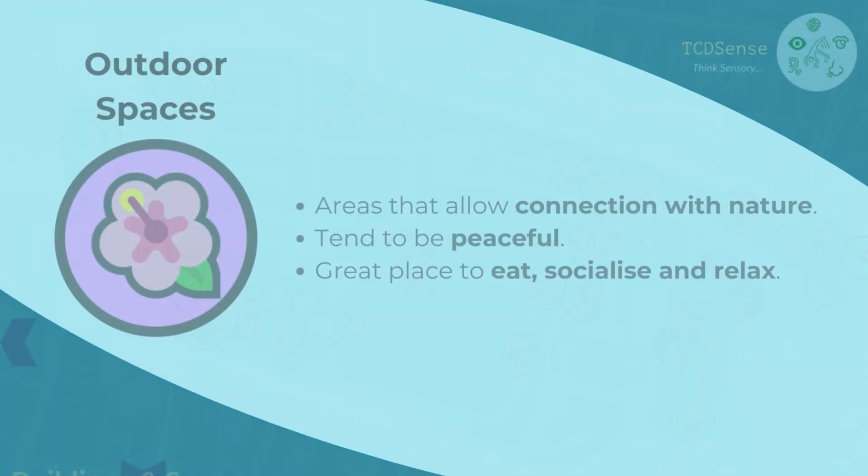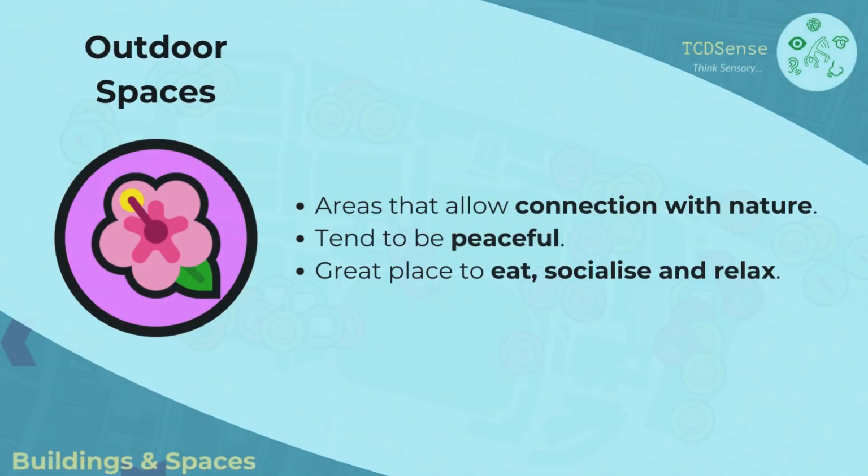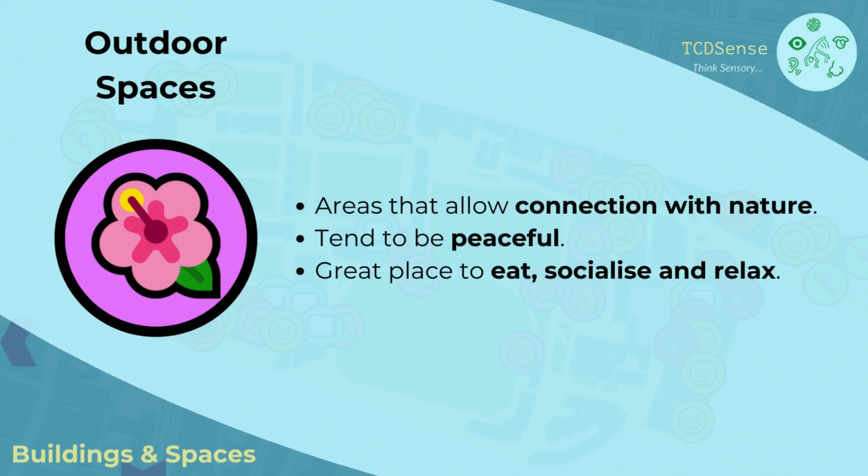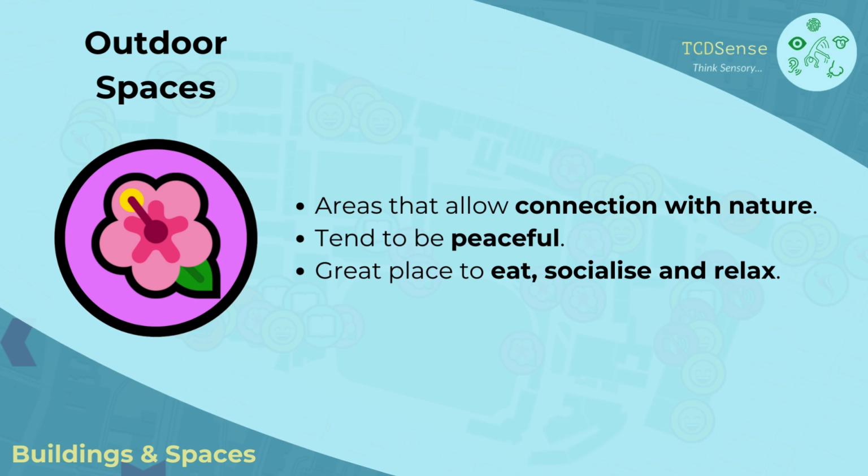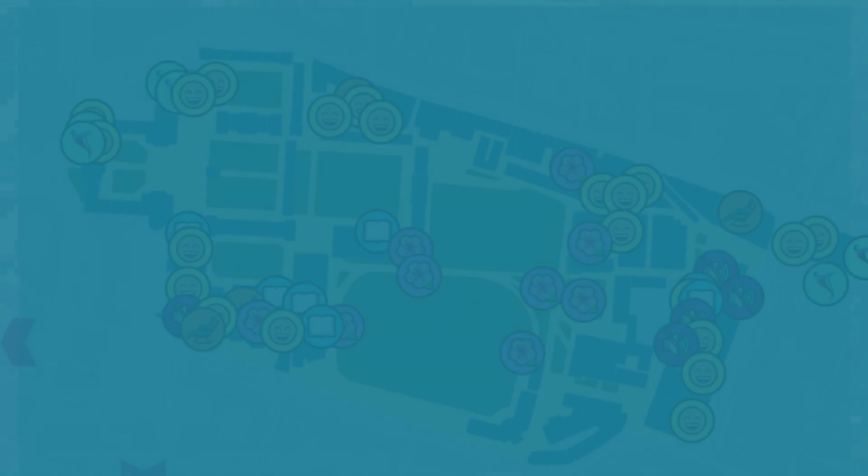Outdoor spaces. Outdoor areas give students the space to connect with nature and feel more relaxed in the open fresh air. These areas would have seating of varying scales, allowing for versatile use. Students can socialize, eat, or just be at peace surrounded by nature.